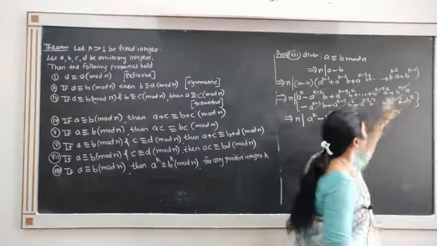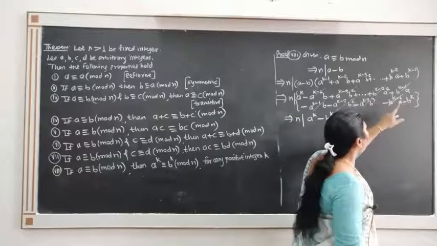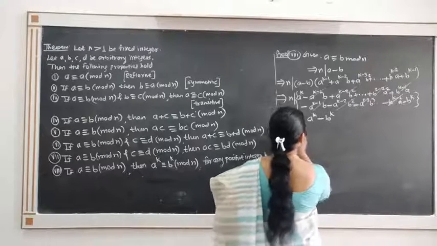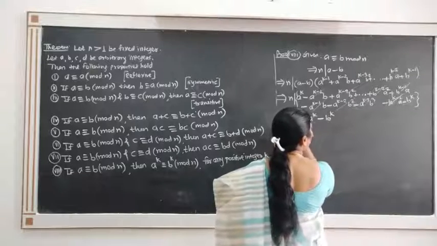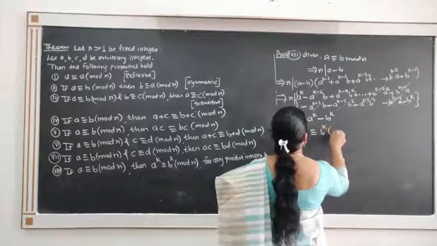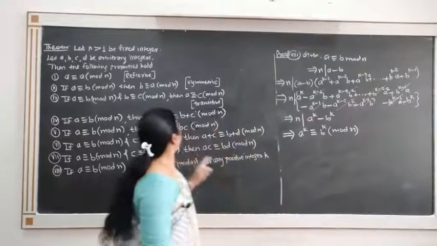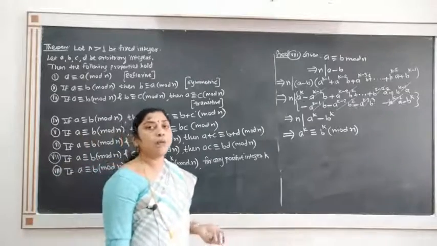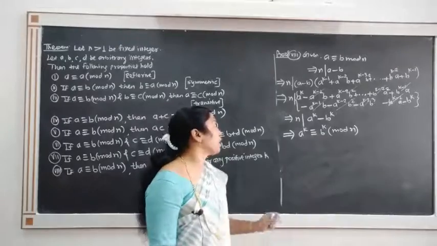When you write down these terms properly, every term gets cancelled and remains only A raised to K and B raised to K. So N divides A raised to K minus B raised to K. So by definition of divisibility, obviously A raised to K is congruent to B raised to K mod N. Therefore, if A is congruent to B mod N, A raised to K is also congruent to B raised to K mod N for every positive integer K.